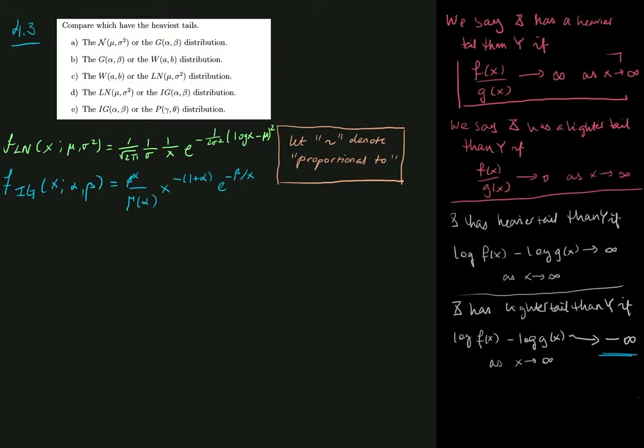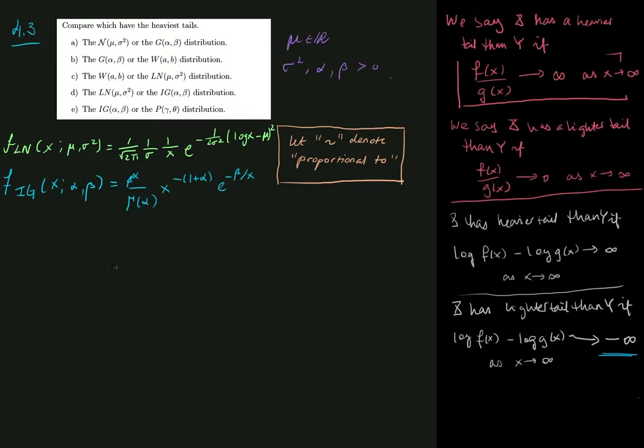Welcome to problem 4.3d, where we just plow on with our calculations. What we want to find out is whether the log normal distribution or the inverse gamma distribution has the heavier tail. Here are the written-up densities of the log normal and inverse gamma distributions, where it is assumed that mu is some real value and sigma squared, alpha, and beta are all positive values.